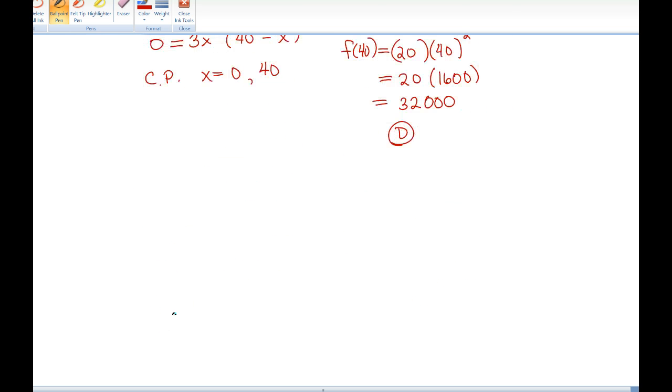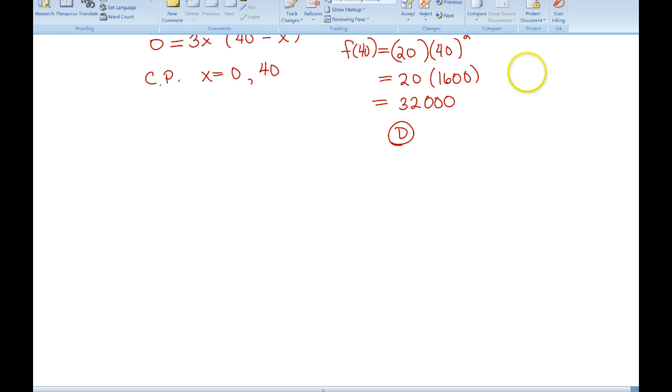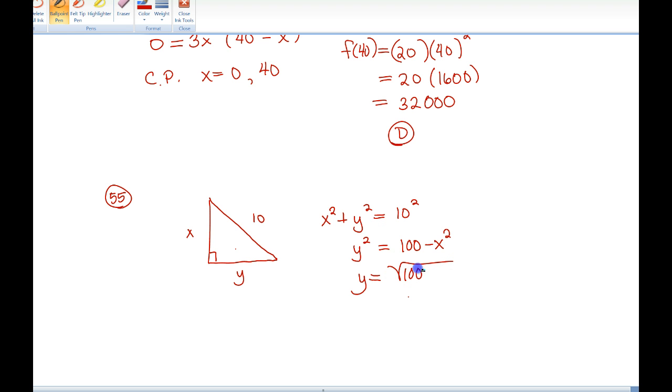Okay, so the last one is, I believe, 55. What is the maximum area of a right triangle with hypotenuse 10? So we have 10, and we want the maximum area of a right triangle. Here we have x and we have y. We know x squared plus y squared equals 10 squared, so we can solve for y: y is going to be the square root of 100 minus x squared.